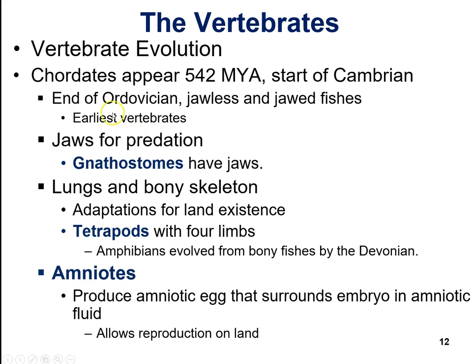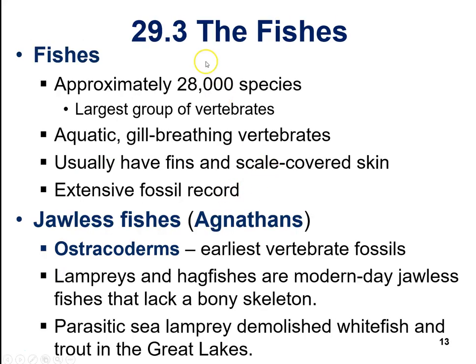Like I said, these are just some key points in vertebrate evolution. The first group we're going to talk about is the fishes. There are about 28,000 species that we know about. These are the largest group of vertebrates. Obviously, they're aquatic, gill-breathing vertebrates.